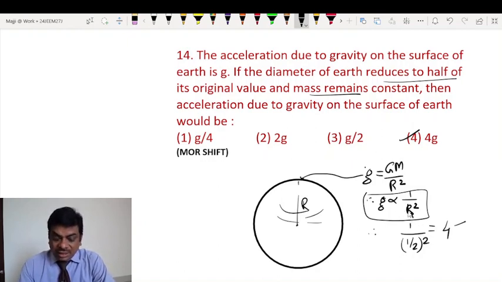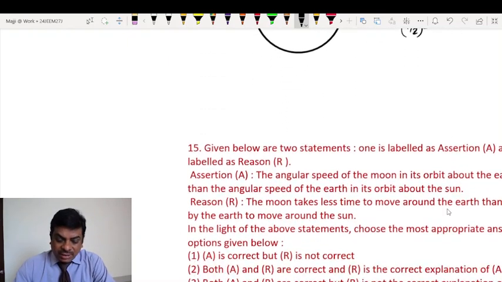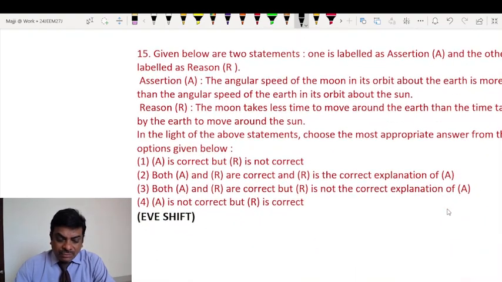What I did, again I will repeat, students, see here. I have just put the factor of change for radius in the place of r. Here factor of change for radius is half. So I put half here in the place of r. So 1 upon half square is 4. You get the factor of change for g. And the final value of g is always initial value into factor of change. Right. Moving to the next question, students.